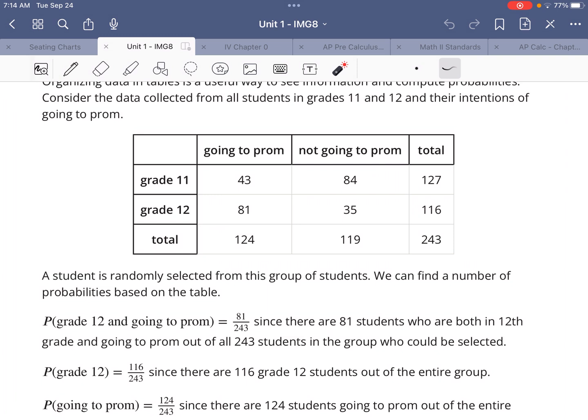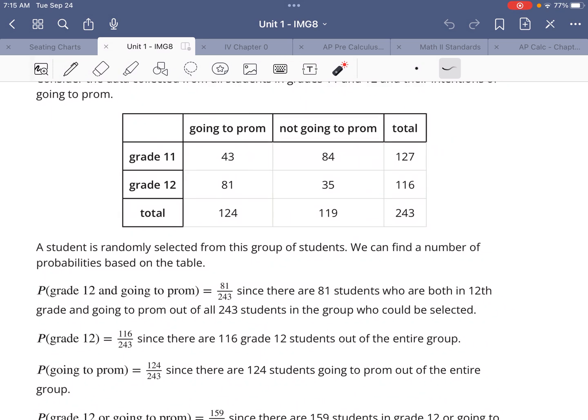If a student is randomly selected from this group of students, we can find a number of probabilities based on the table. For example, the probability of grade 12 and going to prom. So that's a student randomly chosen, and the probability that they're in grade 12 and also going to prom. To find this probability, we have to find the number of students who are in grade 12 and going to prom, which is right here, and divide by the total. That's what we would call the joint frequency, because we have two different criteria. It has to be grade 12 and going to prom.